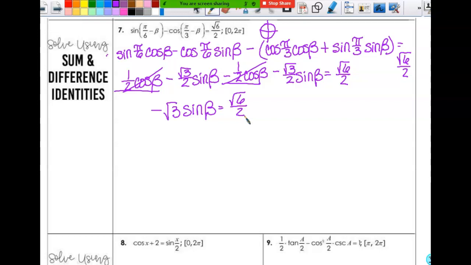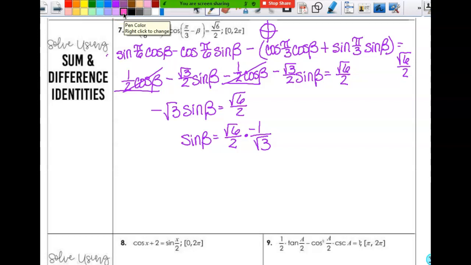All right, so now I need to get sine beta by itself. I need to divide by negative square root of 3. But remember, dividing by something is the same as multiplying by the reciprocal, so I don't have to make that into a fraction over a fraction. I can make this sine beta equals square root of 6 over 2 times the reciprocal of this, which would be negative 1 over the square root of 3. Then I skip that whole fraction and a fraction thing. Now, when I do this, I could put it all together, and it would just be negative square root of 6 over 2 square roots of 3, but there's no reason to rewrite it because we can simplify first.